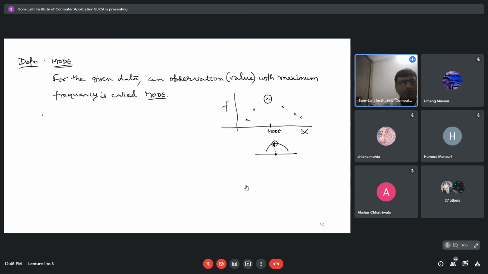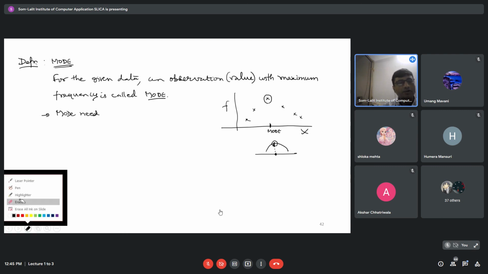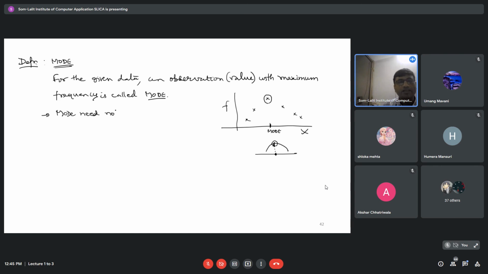It need not be unique, depending upon the observations. You may have two different observations having the highest frequency. So mode need not be unique. Unique means what? One and only one. You may have two different observations with highest frequency. Arithmetic mean and median are always unique for a given data, but mode need not be unique. That depends upon the data.